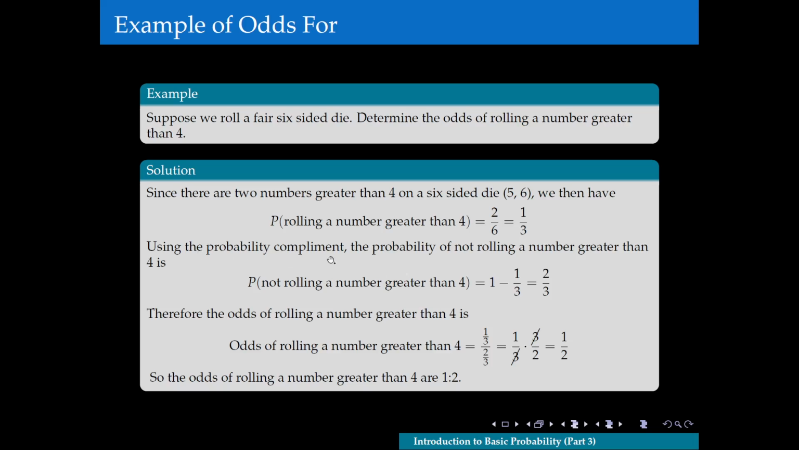Now, using the probability complement, the probability of not rolling a number greater than 4 is 1 minus the probability of rolling a number greater than 4, 1 minus 1/3, and that simplifies to 2/3. Therefore, the odds of rolling a number greater than 4 is the probability of success, 1/3, divided by the probability of failure, 2/3, and with arithmetic we get 1/2. And again, we write this as a ratio. The odds of rolling a number greater than 4 are 1 to 2.